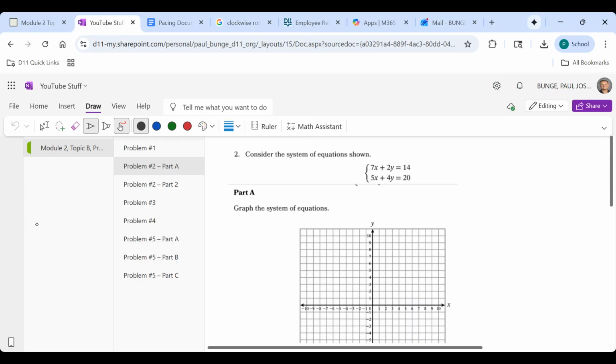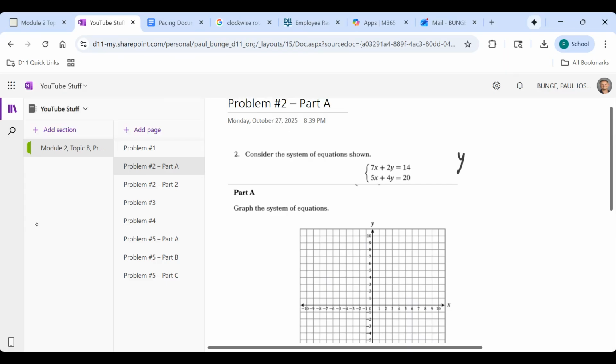And when we're graphing, we have to remember that we have to turn them into our Holy Grail equation, okay? It's the only way we're going to be able to know where to put the y-intercept and to graph the slope. So for my first equation, I have 7x plus 2y equals 14.